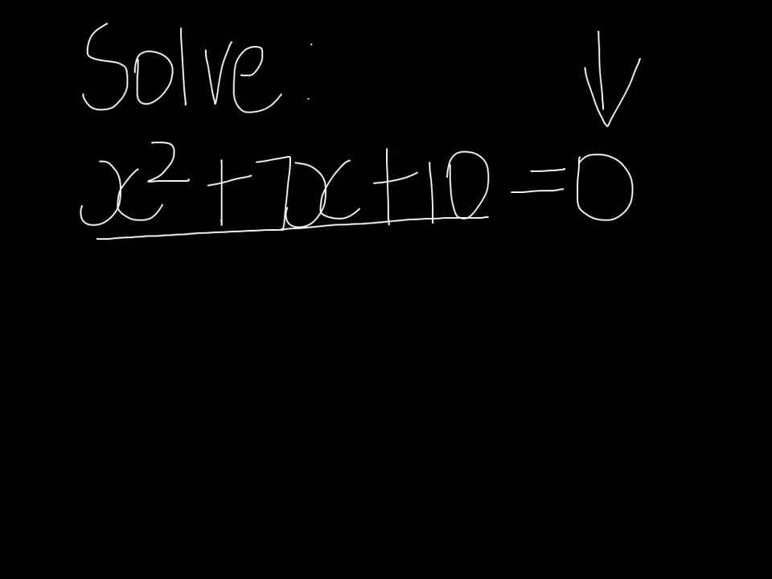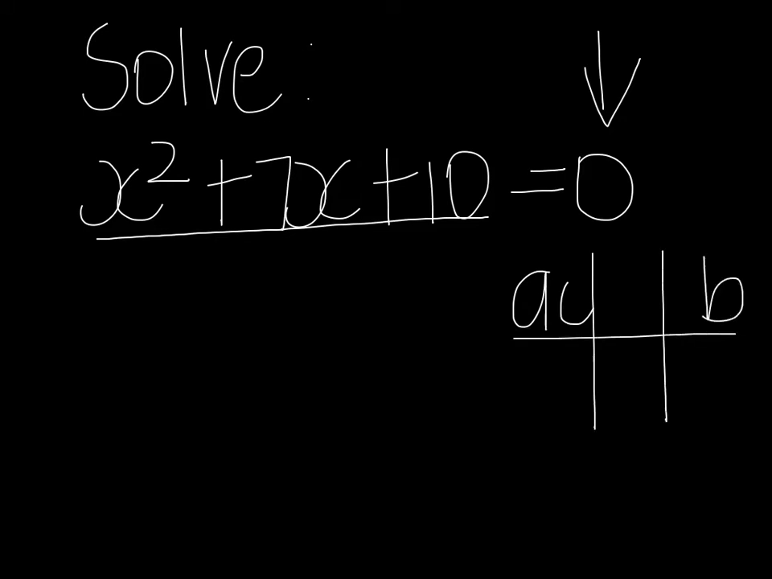So let's do that. We're going to get our AC and our B, and we can see here AC is 10 and B is 7. You're looking for your factor pair of AC that's going to add up to 7. And I can see straight away my factor pair is going to be 5 and 2. Because A is 1, we can go right to our factors.